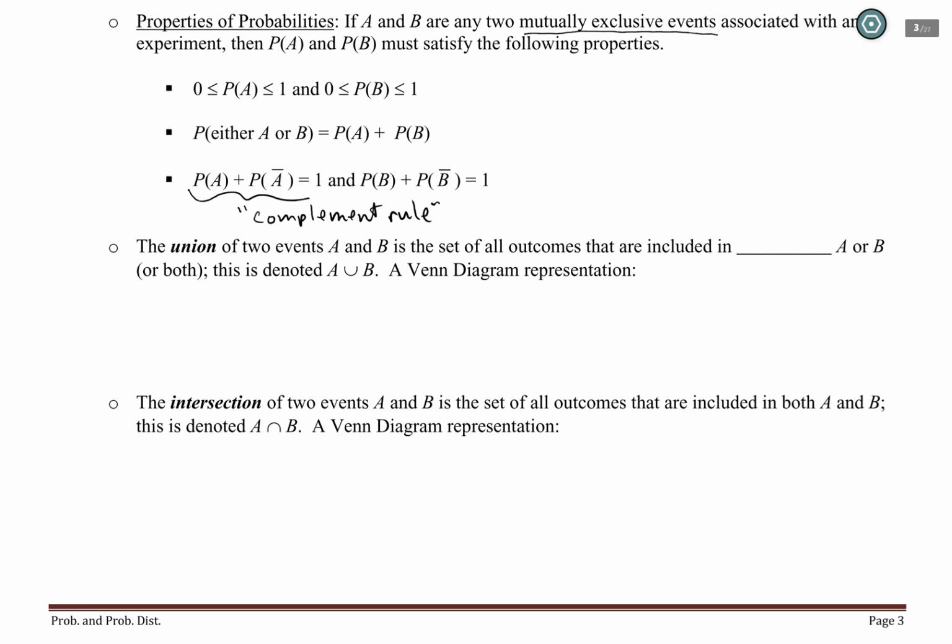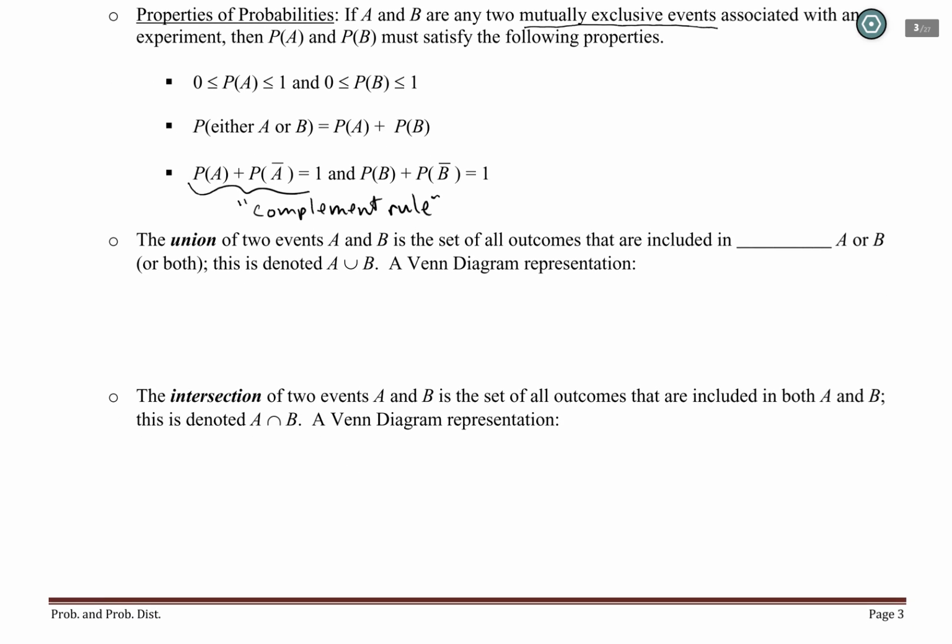The union of two events, so a couple more definitions here, is the set of all outcomes that are included in either A or B or both, just to be clear, and it's denoted with this notation here. We say that's A union B.